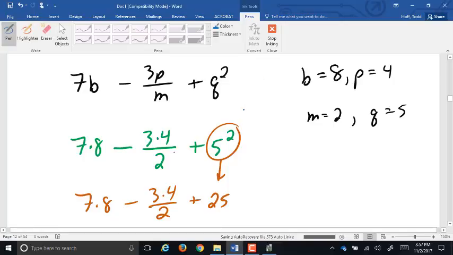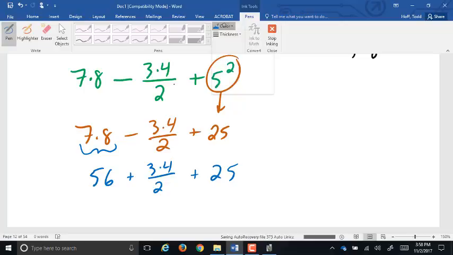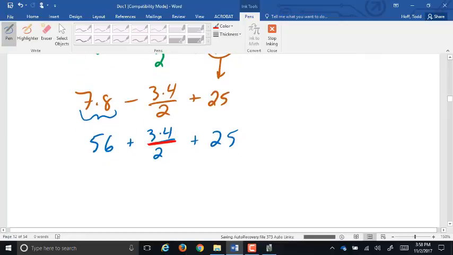Now, next, we've got 7 times 8 is 56. Now, technically, we could have thought of that as an enclosing symbol. We could have done the numerator of that earlier. We didn't have to. It'll still be okay. But we're going to do the numerator now. 3 times 4 is 12.